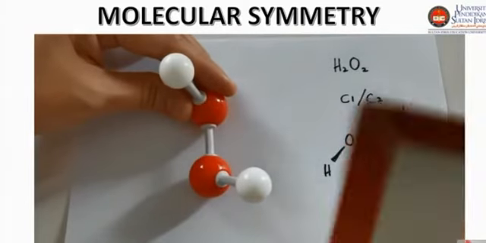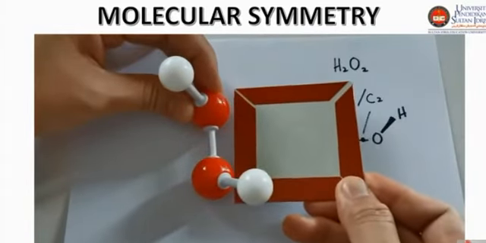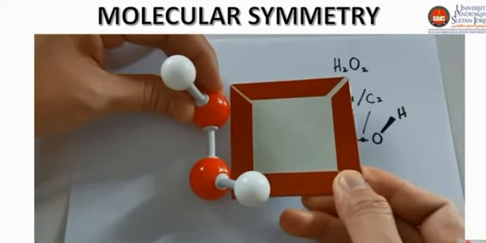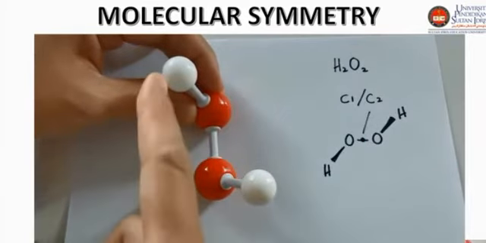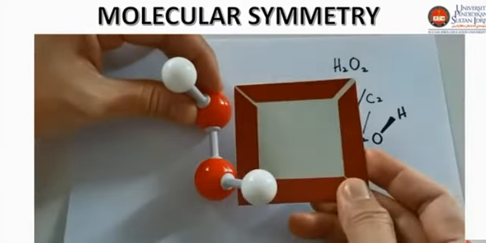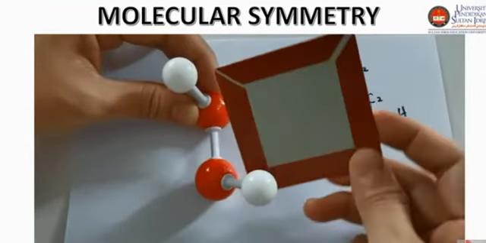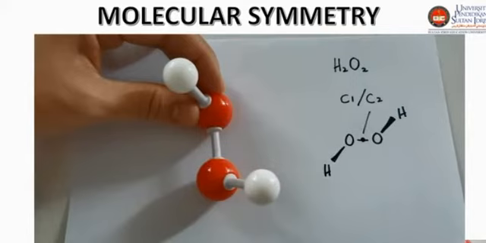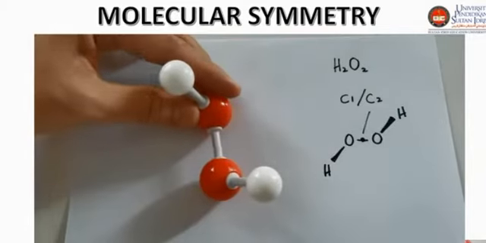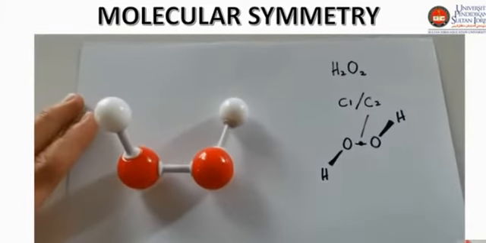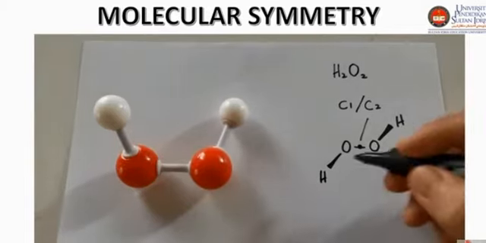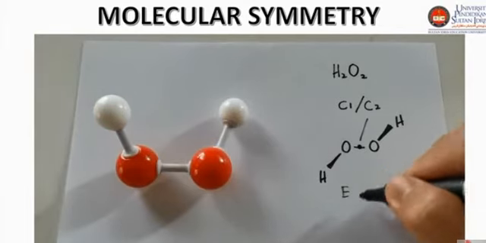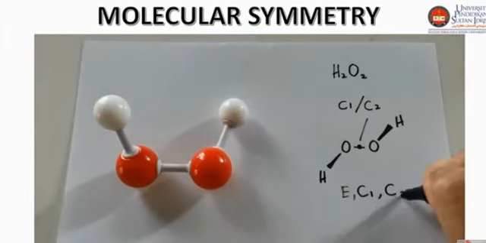And then let's say this plane cutting through all the oxygen atoms, and what we can see is that this hydrogen atom reflects through this plane. The hydrogen atom will be reflected to the bottom, so we don't get the same configuration. So it means that this molecule has no plane for reflection. So the symmetry elements and operations for this molecule are identity, C1, and C2.